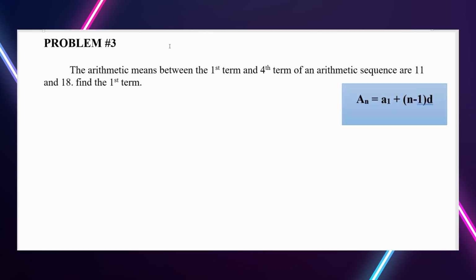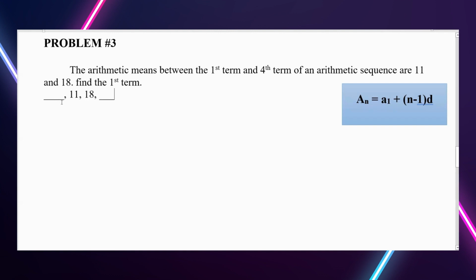Naman kapag ang hinahanap ay first term at given na ang arithmetic means, katulad na lamang ng ating problem number 3. The arithmetic means between the first term and fourth term of an arithmetic sequence are 11 and 18. Find the first term. Let us interpret the given problem by illustration. Therefore, we can have the first term, which is yun ang hinahanap natin, 11, 18 are the arithmetic means between the first term and the fourth term.